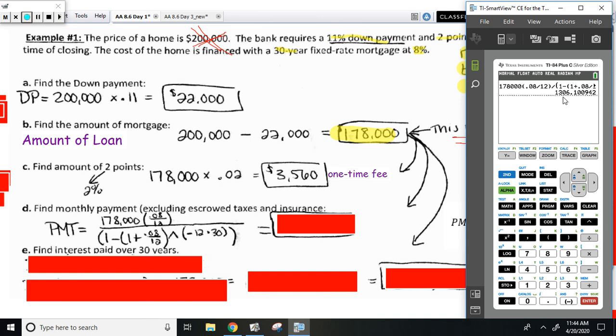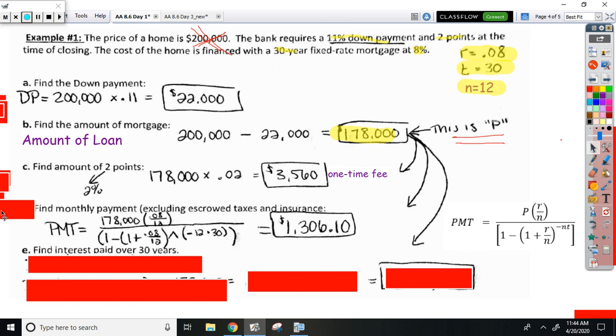We should get 1,306.10. So every month you'd be paying $1,306.10 for your house. Now you're going to pay that every month. So that's 12 times a year for 30 years. So that's a long time that you're paying that amount.